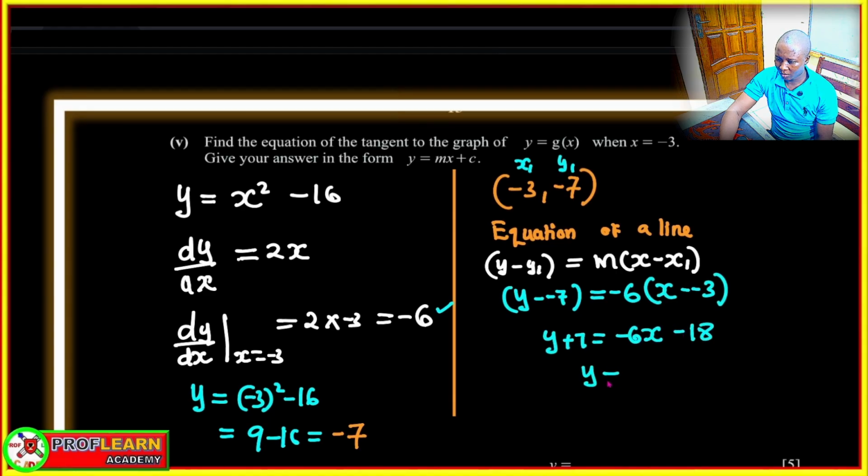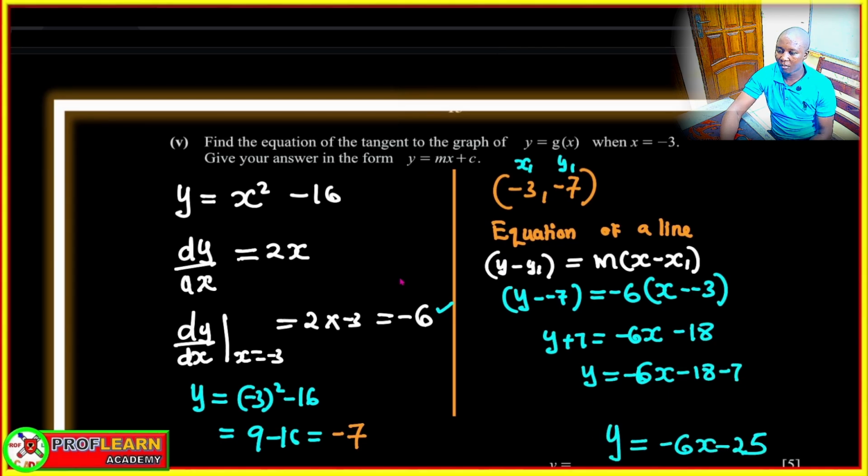Rearranging this, we are going to get our answer being equivalent to what? If we work it out, we are going to get y is equal to -6x minus 25. Yeah, so minus 25.